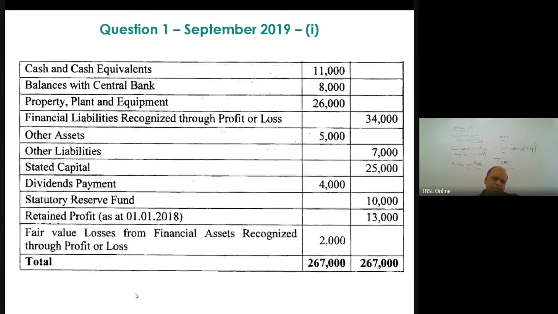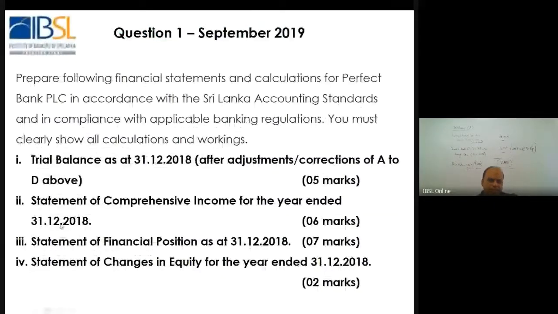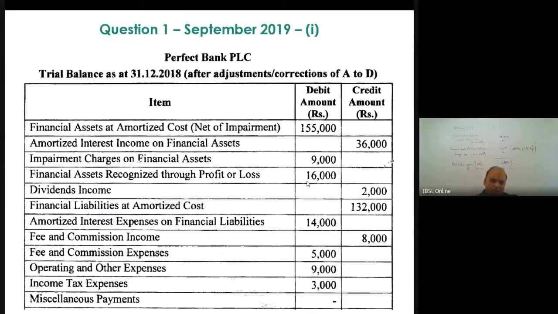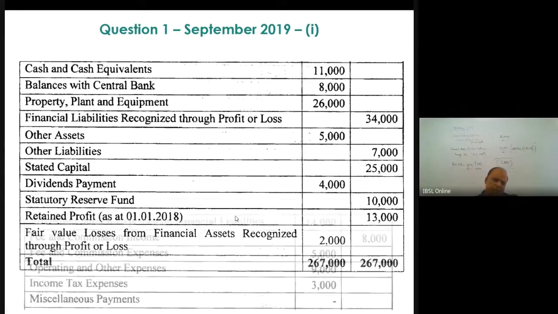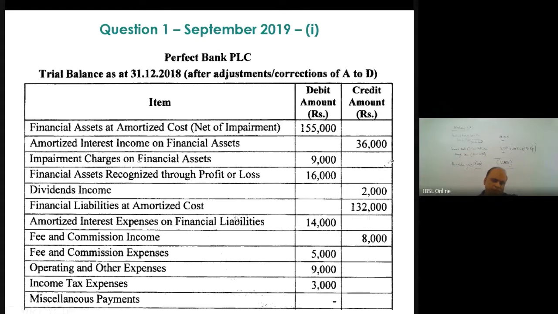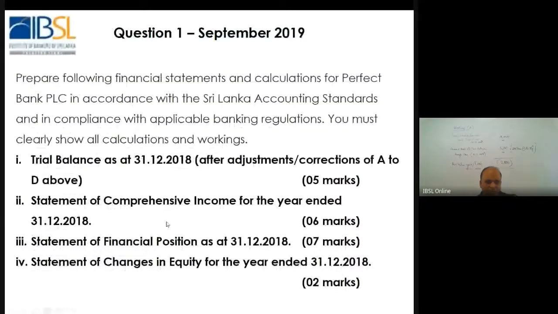So based on this trial balance only, now you have to prepare these three financial statements. By the time you have done the trial balance, you have scored 5 marks. You see? So how do I verify my trial balance is correct or not? By getting the two totals the same, 267. That is where it is important. Okay, you have to get 267 for both. And once you have done the trial balance correctly, you can proceed with the three financial statements.